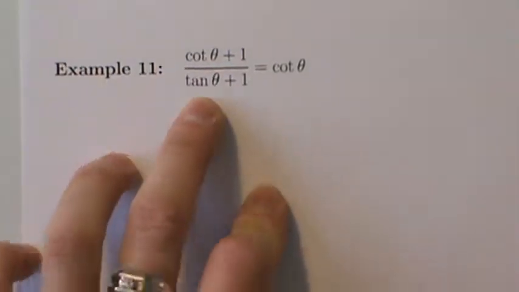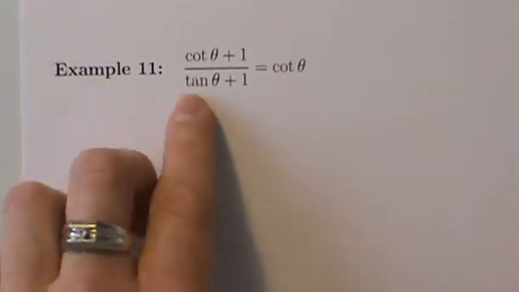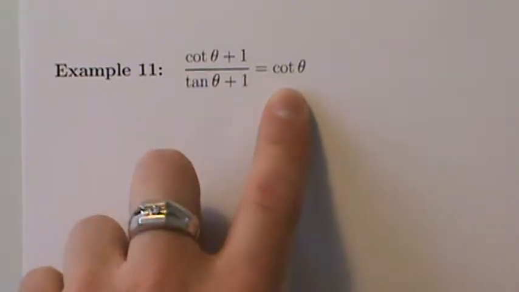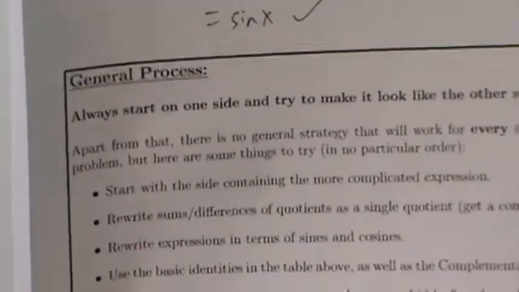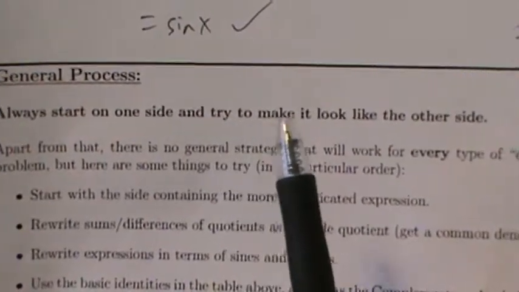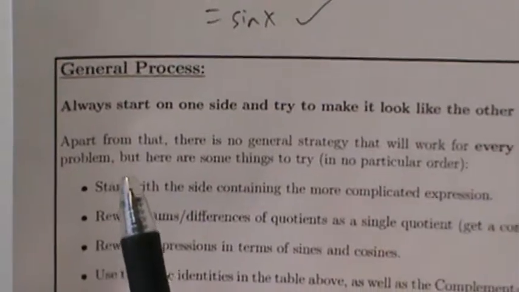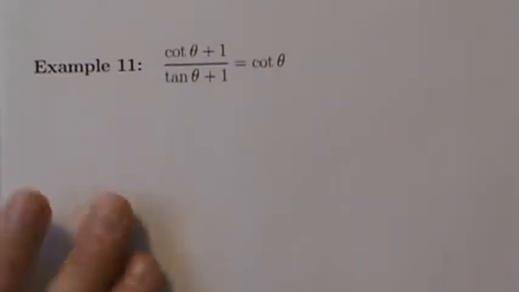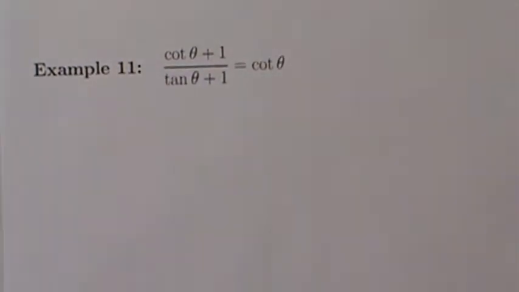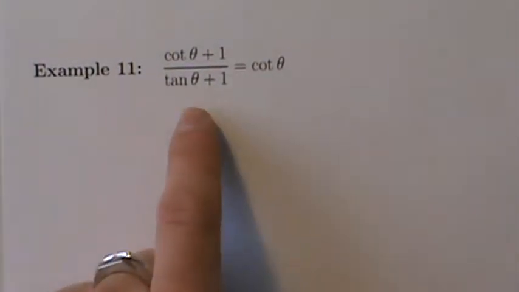So cotangent of theta plus 1, all divided by tangent of theta plus 1 equals cotangent of theta. Okay, so we want to establish this identity here. Let's go back to our general process from an earlier video. Always start on one side and try to make it look like the other side, and usually start with the side containing the more complicated expression. The expression on the left is definitely a little more complicated than the expression on the right, so let's start with that.